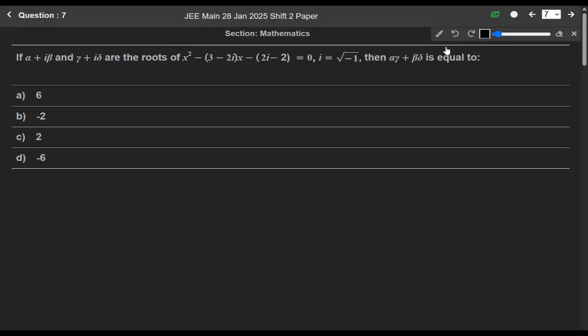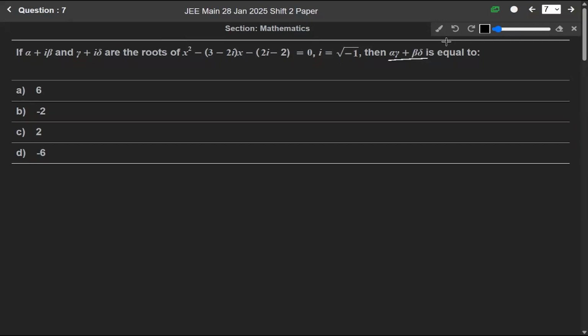Now next question is 7. If alpha plus i beta and gamma plus i delta are the roots of this equation, where i is the square root of -1, then we have to find the value of alpha gamma plus beta delta. Okay. So we are given x square minus (3 minus 2i)x minus 2i minus 2 is equal to 0. Okay. Let us say p and q are its factors. If p and q are the factors of this equation, then the sum of the factors will be equal to minus of b, which means 3 minus 2i.